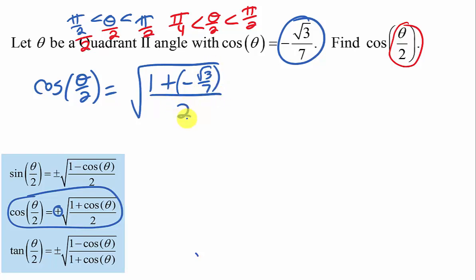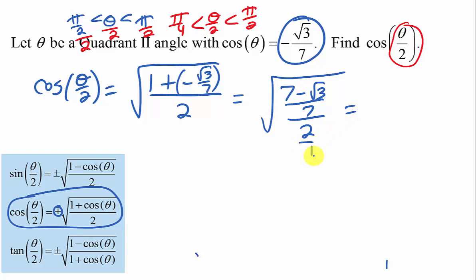So the last thing I'm going to do is just simplify this. So this is going to be the square root of, I'm going to combine these and get a common denominator. So it's going to be 7 minus square root of 3 over 7 over 2. And then finally, this is like over 1, so when we invert and multiply, we have the square root of 7 minus the square root of 3 over 14.